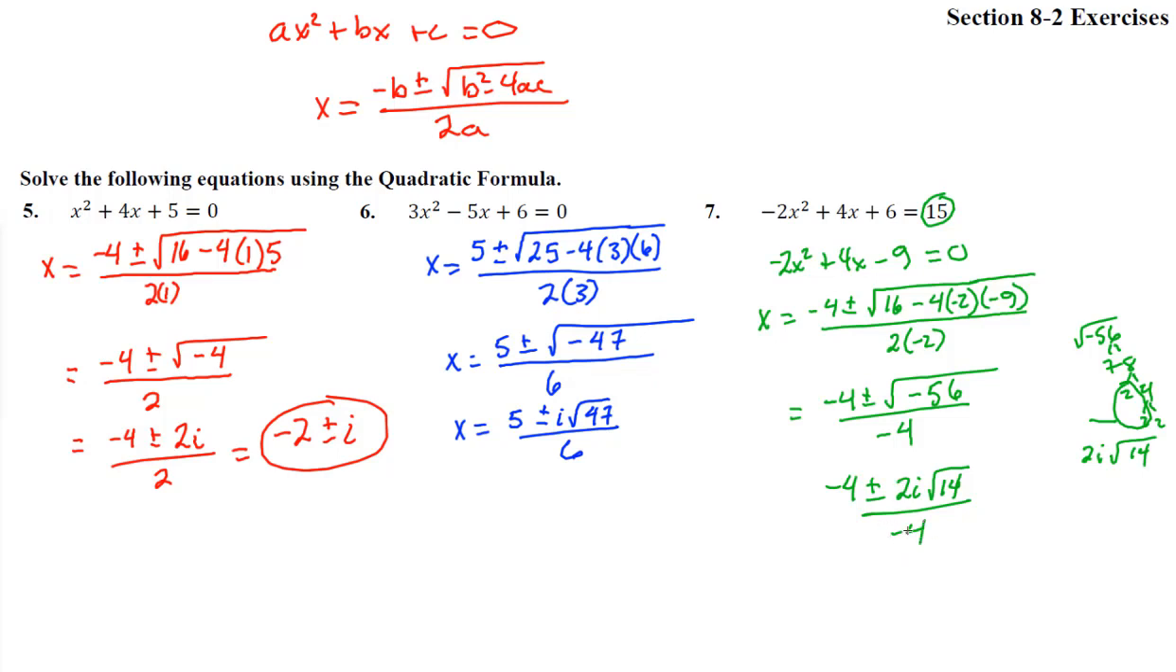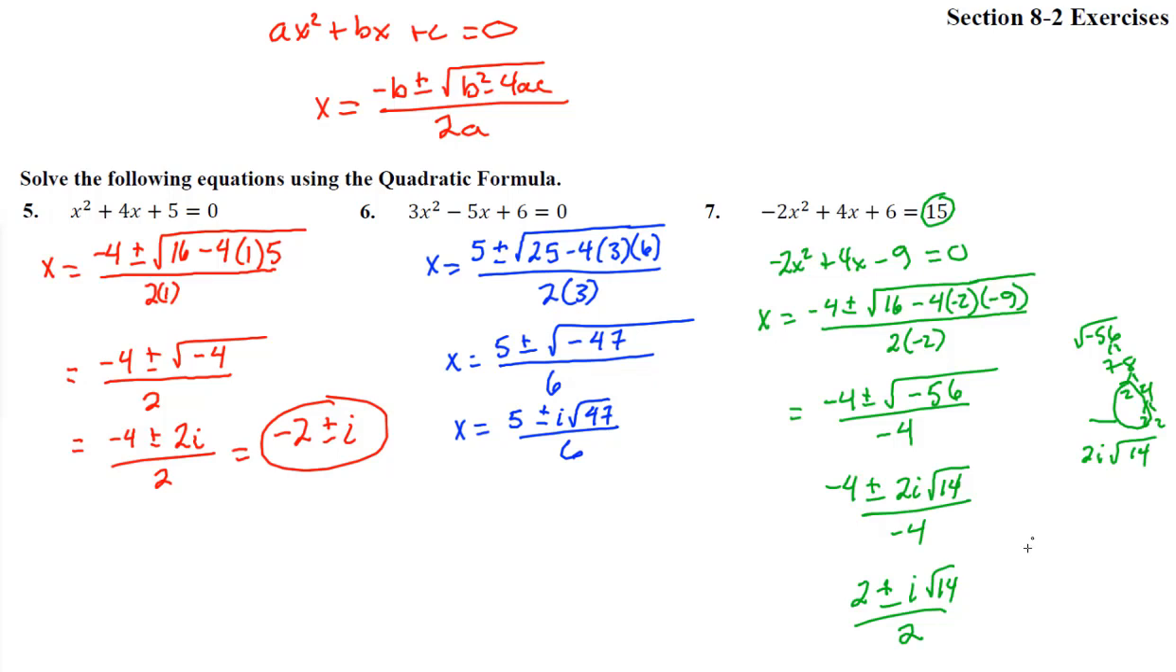Okay, we can take a negative 2 out of everything. Notice we can't cancel those negative 4's just yet. We can cancel a negative 2 out of everything, which makes it 2. The plus turns to minus, minus turns to a plus. We're still at a plus or minus i square root of 14 all over 2, if we take a negative 2 out of everything.